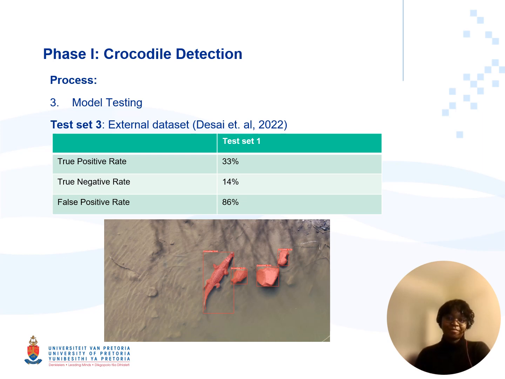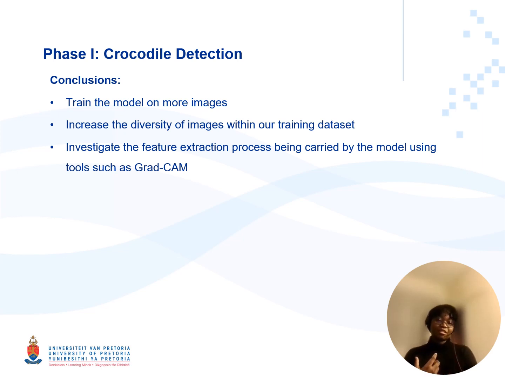So from the results in phase one, it's clear that we still need to train our models on more images and also take into account the diversity within these images. But also we could investigate how the feature extraction is being carried out by the model. That way we can optimize our images to make sure that the model only extracts our desired features. And that is what we will do going forward in improving phase one of our project.